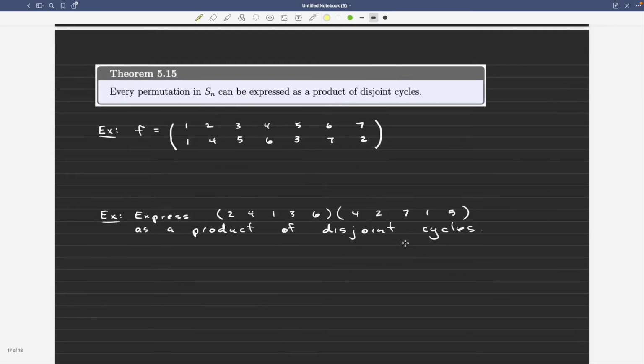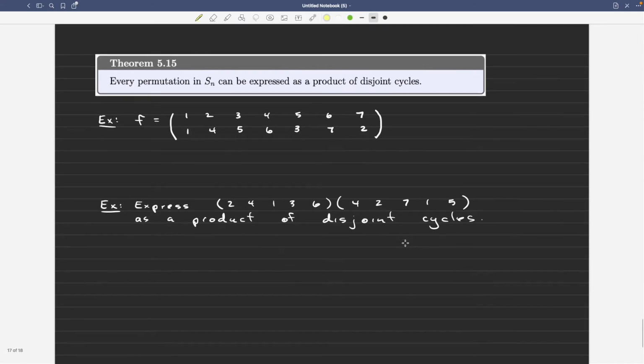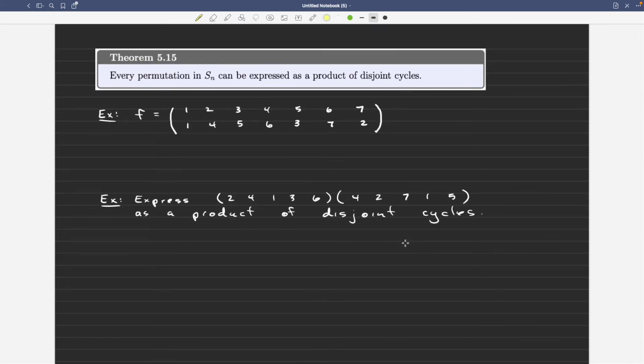So with that language in mind, here's the big theorem of this material. Every permutation can be expressed as a product of disjoint cycles. Now, I'm not going to prove this theorem either, but I'm just going to show you how it plays out. So let's look at this example F. Actually, the proof is very constructive. The proof is basically a recipe for how you would take a permutation and break it into a product of disjoint cycles. And when you're doing a product of disjoint cycles, remember, it doesn't make a difference what order you write things in, because we know that disjoint cycles commute.